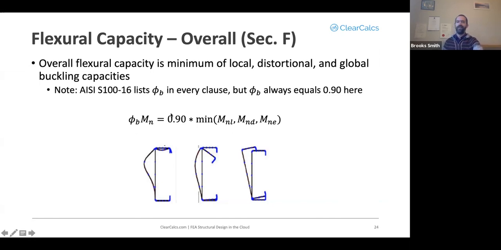As a side note here, AISI S100 lists phi B equals 0.9 in every single clause. It's always equal to 0.9 in flexure. So I'm giving you just a simpler form of this equation. It's just 0.9 times the minimum, whatever.